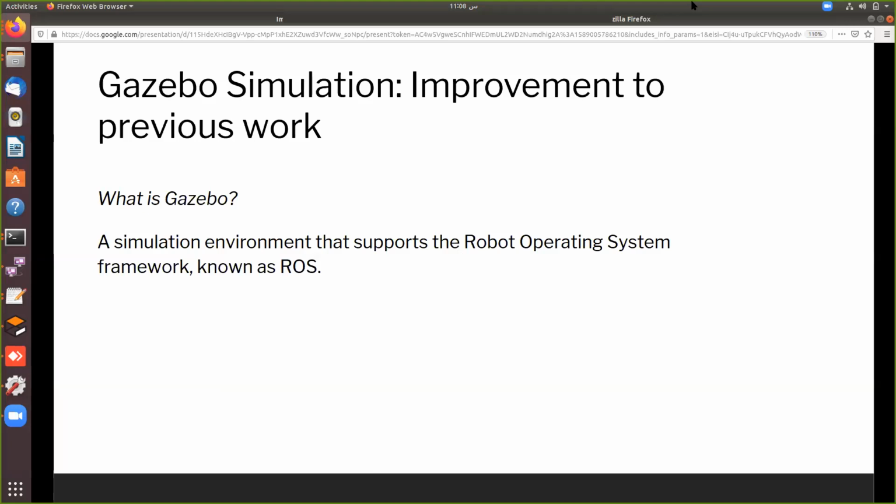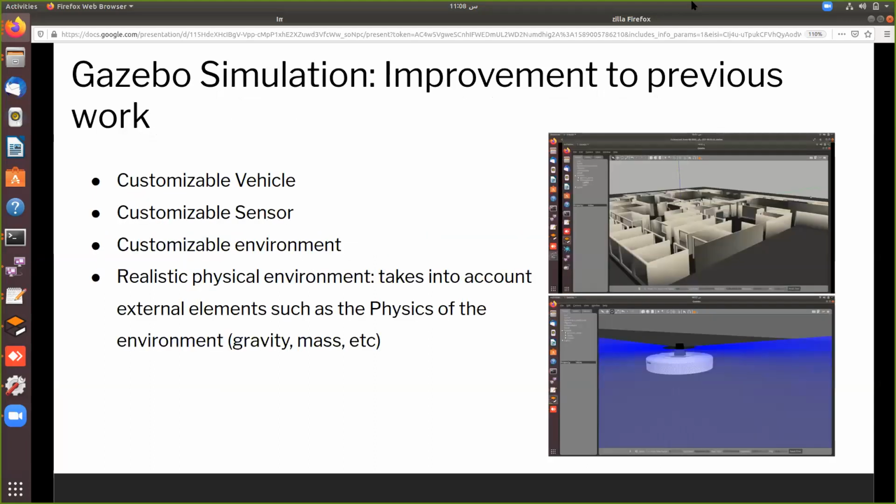known as ROS. Gazebo helps us customize our vehicle, sensors, and environment. It also helps us to add the real environmental factors that might affect the environment, such as the physics of the environment, with factors such as gravity and mass.